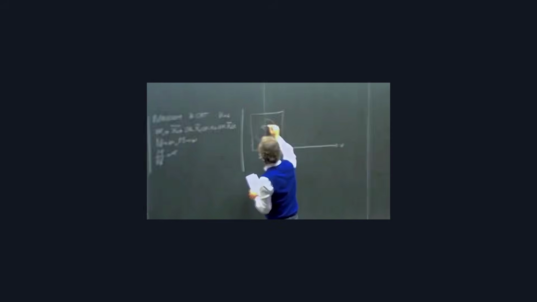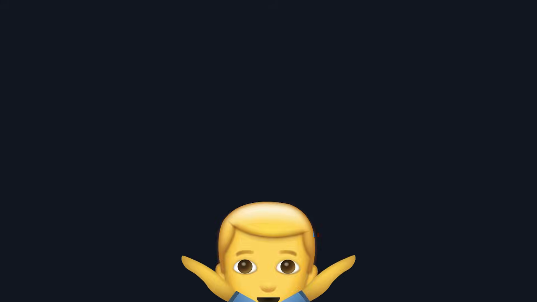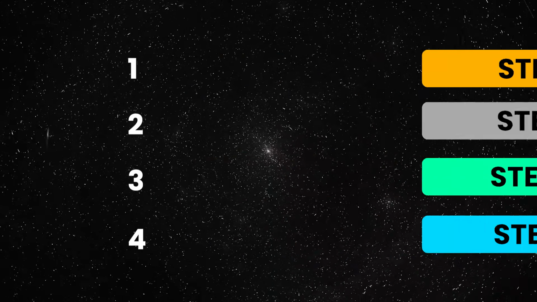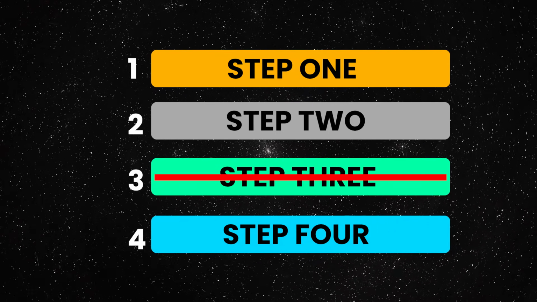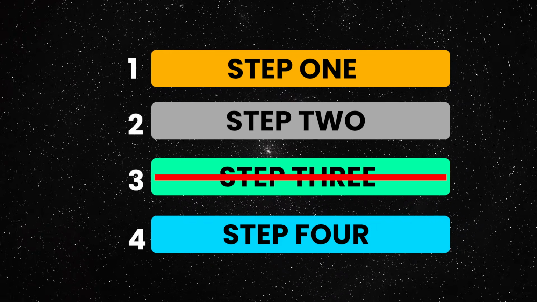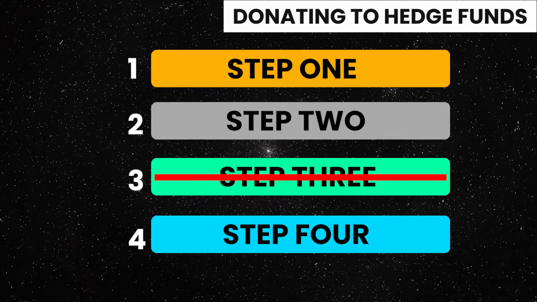I'll show it manually first, because if you can't do it by hand, no indicator will save you. There are 4 steps, and all 4 must be present. Skip one, and congratulations, you've just invented a brand new strategy. It's called donating to hedge funds.